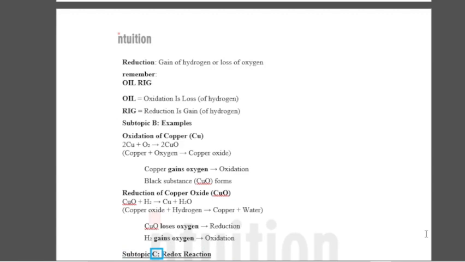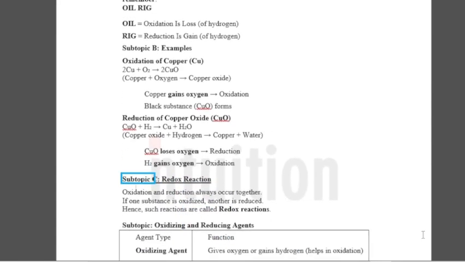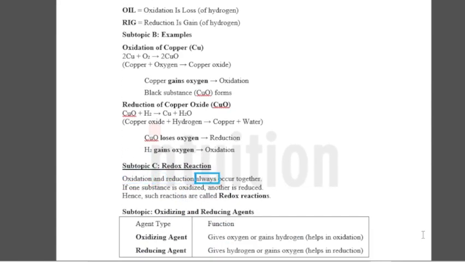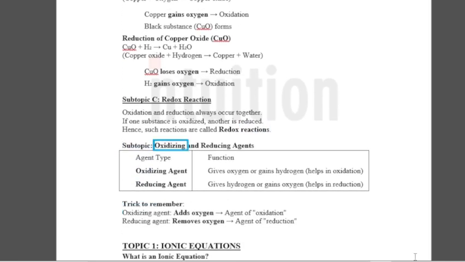Subtopic C: redox reaction. Oxidation and reduction always occur together. If one substance is oxidized, another is reduced. Hence, such reactions are called redox reactions. Subtopic: oxidizing and reducing agents. Table: agent, type, function.